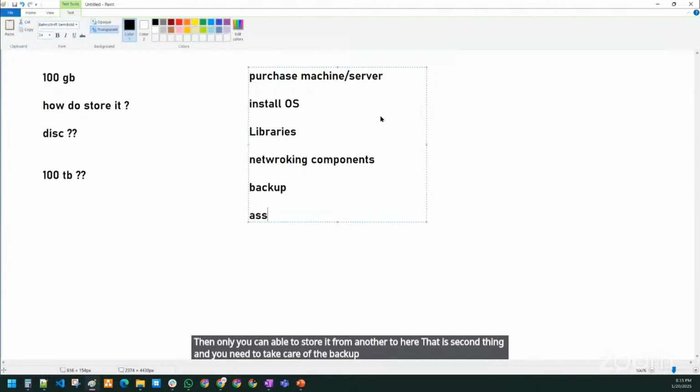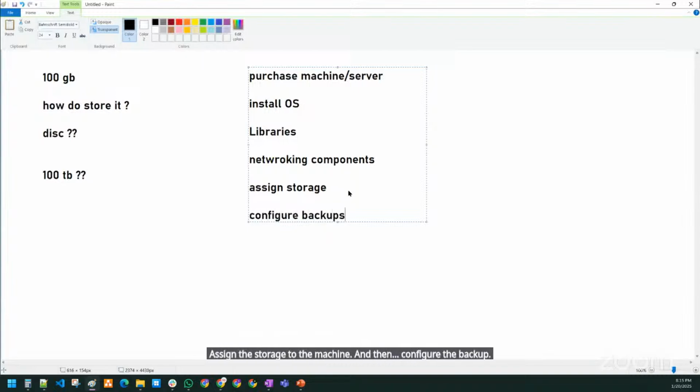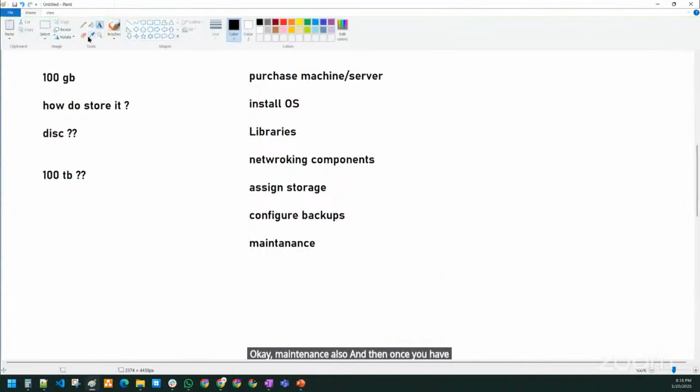And for this machine, you have to assign the storage. Sorry, storage is first, and after that backup. Assign the storage to the machine, and then configure the backups, and any other maintenance. Okay, maintenance also. And then once you have everything, then you will be able to go for this.